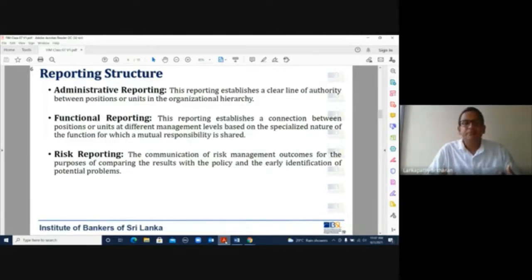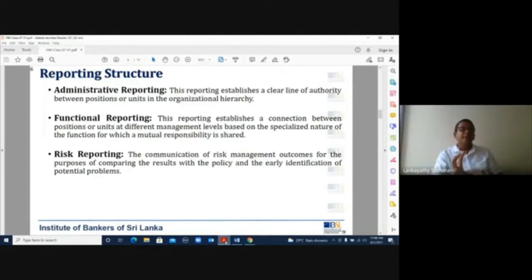For example, a credit. A very large amount of credit. One customer asks for a loan facility. It's a large amount of loan facility. So in that case, it may not move through the administrative reporting. It can especially go to the AGM credit directly, and through the AGM credit, it may pass to the credit evaluation committee or credit risk management committee. So the functional reporting is followed by the bank for a particular special nature of that function.